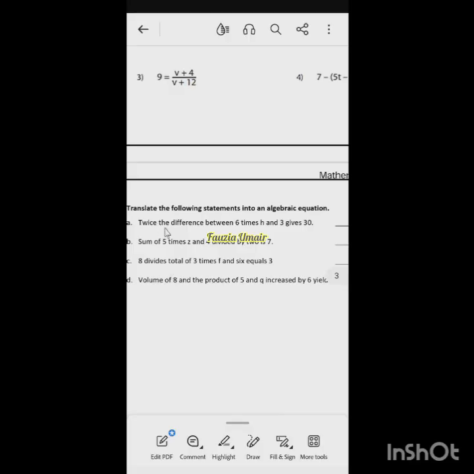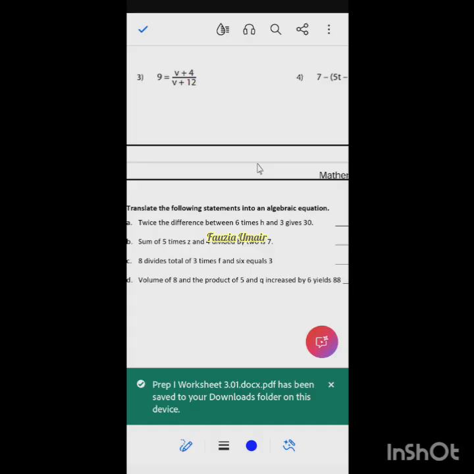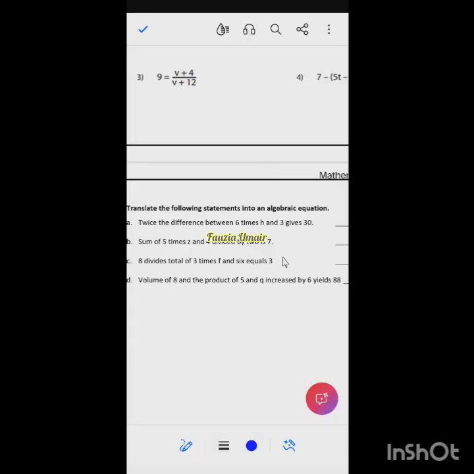So this is like twice the difference between 6 times h and 3. So have you done this in the class? Abrish, have you done it in the class already? Yes, ma'am. All right. So how can we write this in the form of an equation?